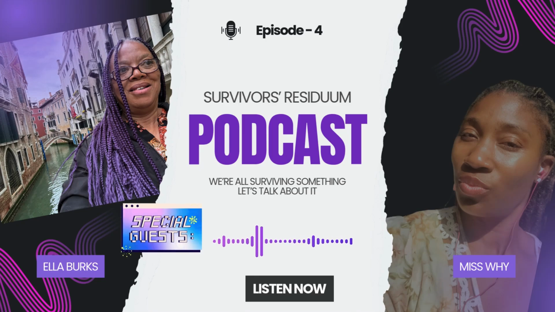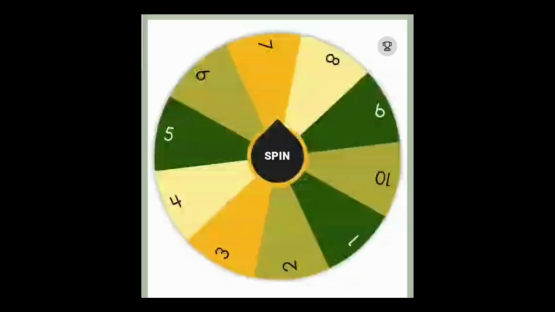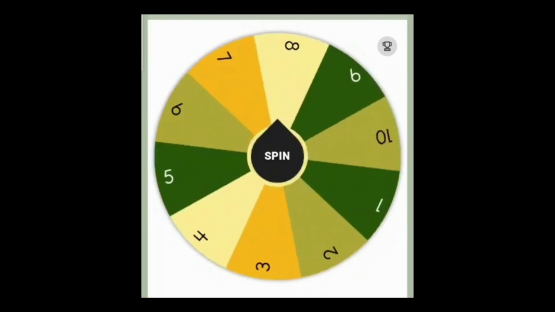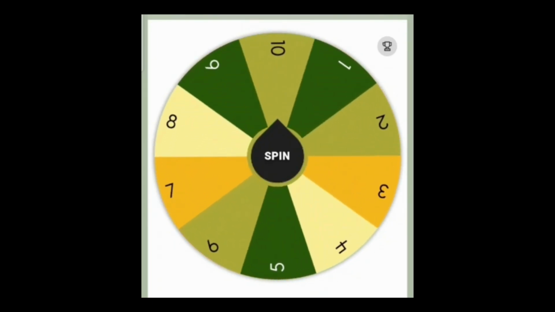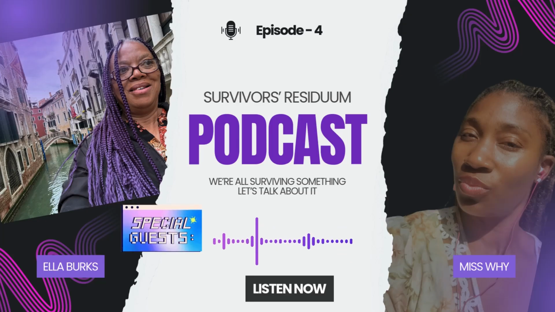Let's go ahead and spin the wheel. We're gonna get another question here, and we're gonna spin the wheel twice, so we can ask 2 questions. Ooh, 9. Okay, we have a 9. Let's see. I have an 8. Okay. We're gonna do 8.